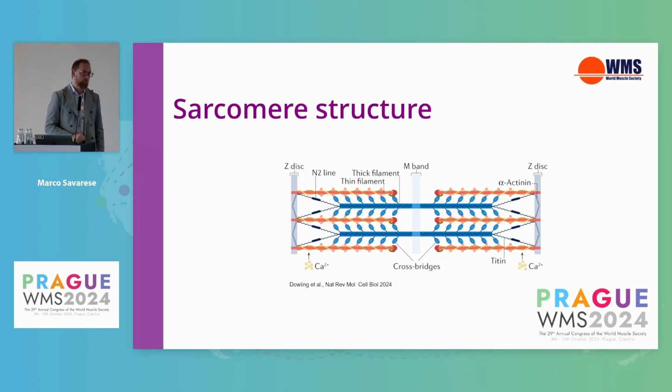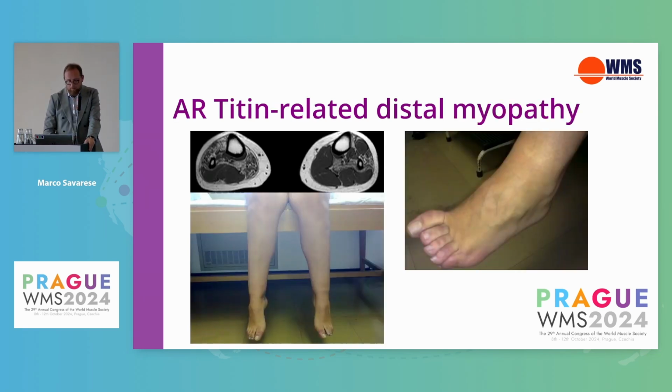Titin is a sarcomeric protein, which allows us to start making correlations between the defective or disease genes and their location within the muscle. So here we are within the sarcomere, and titin spans half of it from the Z disc to the M band.